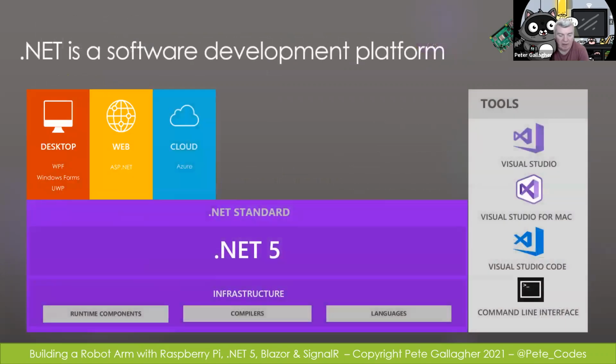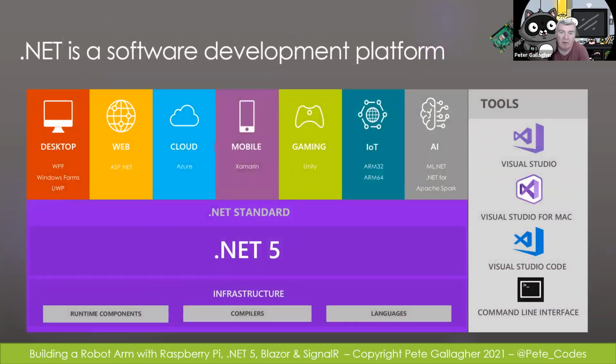So .NET 5, as you probably know, is cross-platform and open source, and we can target many different things from desktop and AI through mobile and IoT, which is nice for us.